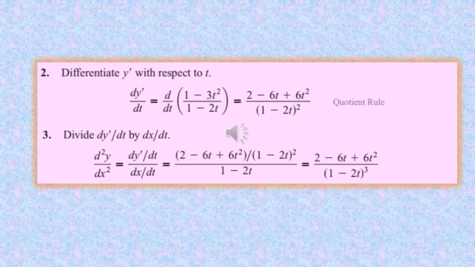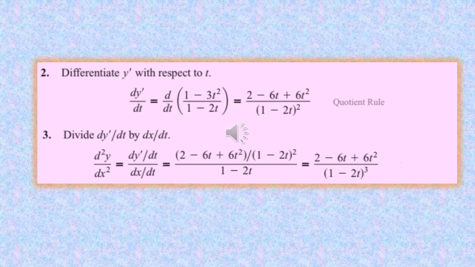For the second derivative d2y by dx2, we first calculate dy prime by dt, where y prime is dy by dx. For dy prime by dt, we apply the derivative d by dt on dy by dx. When we apply d by dt on y prime, we obtain 2 minus 6t plus 6t square by 1 minus 2t whole square.